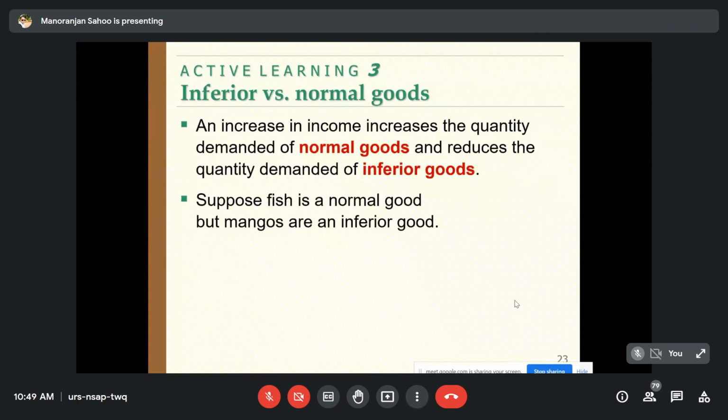But when we are rich persons, our income will be very high. Then we may go for more mutton and we may reduce the amount of fish, so that we can say fish is the inferior good, because with an increase in our income, demand for fish is declining. Therefore, there is a negative income effect, and it is therefore that fish is called inferior.